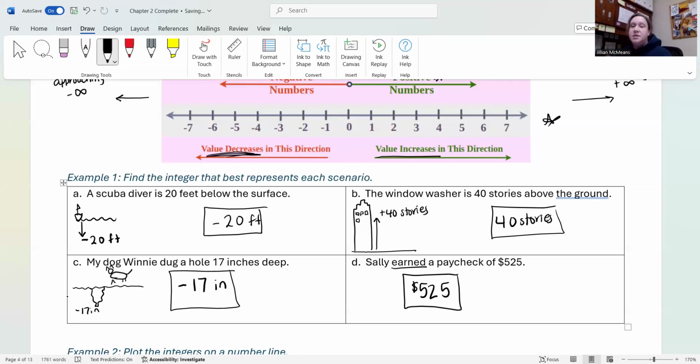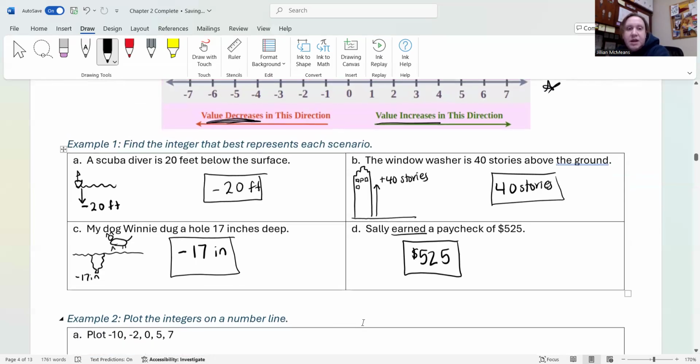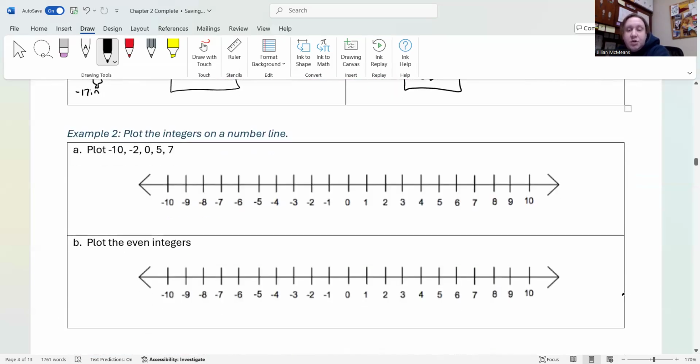There are gazillions of real world scenarios where we can attach an integer to it. So these are just four really simple examples. All right, example 2, plotting numbers on a number line. This can be really, really helpful at times.